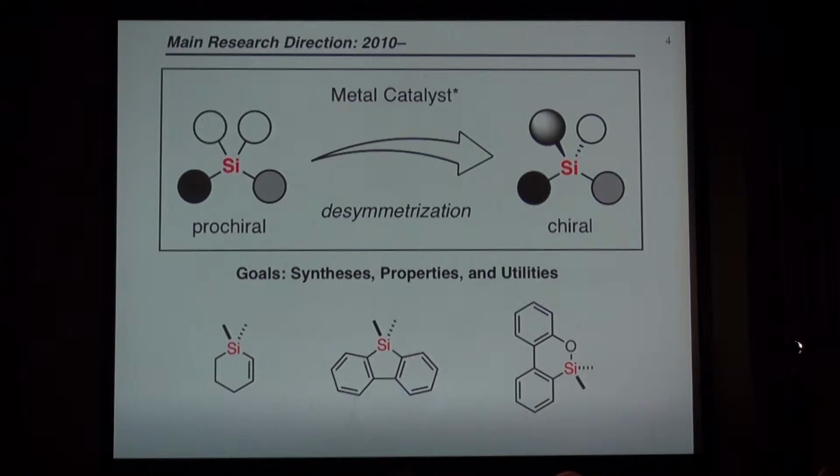And recently, we switched our research field toward the synthesis of silicon-stereogenic organosilanes under transition metal catalysis in an enantioselective manner, particularly focusing on the use of this type of prochiral organosilanes as the starting compound. Through desymmetrization of one of these silicon-carbon or silicon-heteroatom bonds, we could probably synthesize a variety of different organosilanes having silicon-stereogenic centers. Our goals are to develop syntheses, investigate the properties, and find utilities of these organosilanes. Due to the time limitations, today I focus on the synthetic portion of our recent efforts.